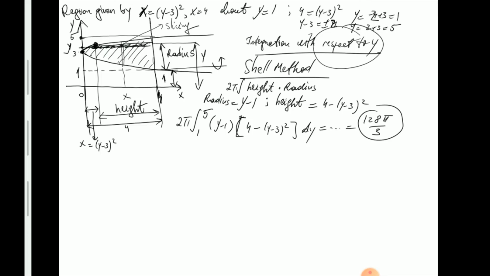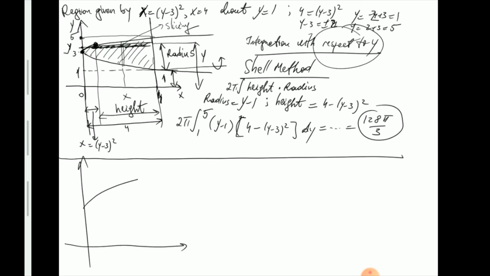All right. How would you set up the other method? Let's say you want to integrate with respect to x. I'm going to sketch the picture again because it's kind of a mess here. So this is the axis of rotation. This is x equals 4, 1, 3, and 5 over here.